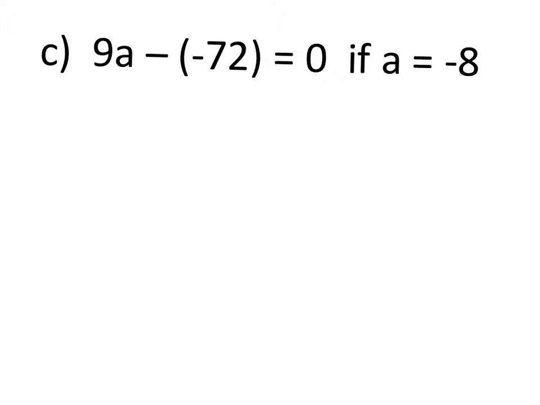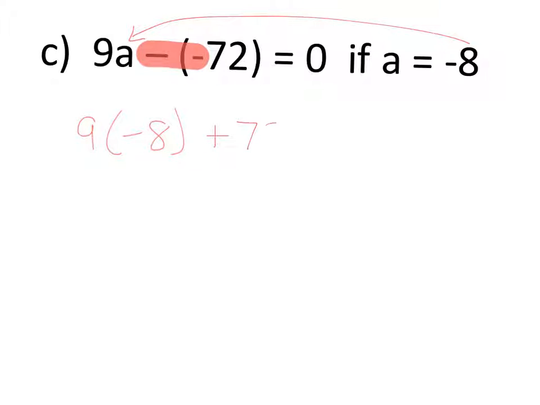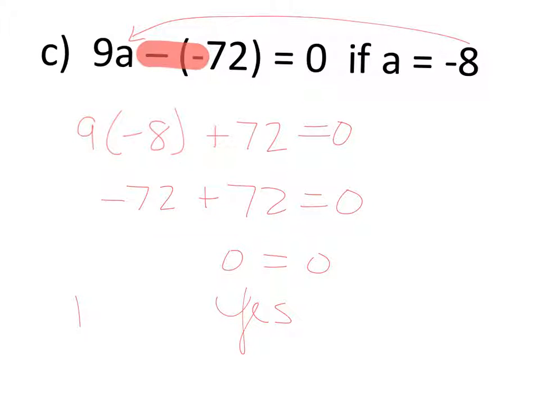Okay, so you should have plugged in -8 in for A, so you have 9 times -8. Now I'm going to go ahead and make this double negative a positive. Okay, so I'm going to put plus 72, and that's going to equal 0. Okay, so again, order of operations says I need to do my multiplication first. So 9 times 8 is 72. A positive times a negative is a -72. Plus 72 equals 0. So is that going to give us 0? Yes, it is. So is this a solution? Yes. Or like I said, true. Either one would work. Okay?